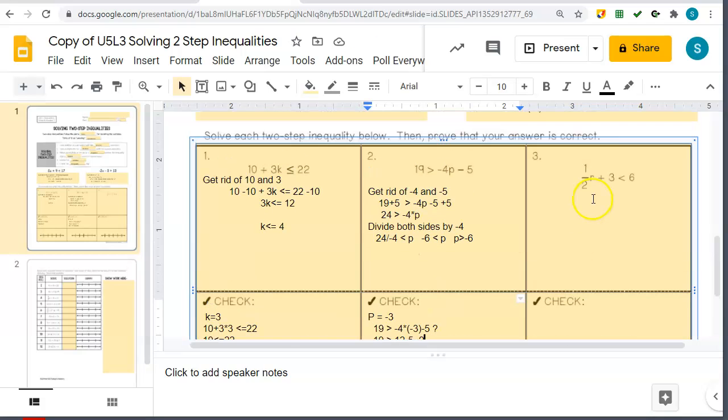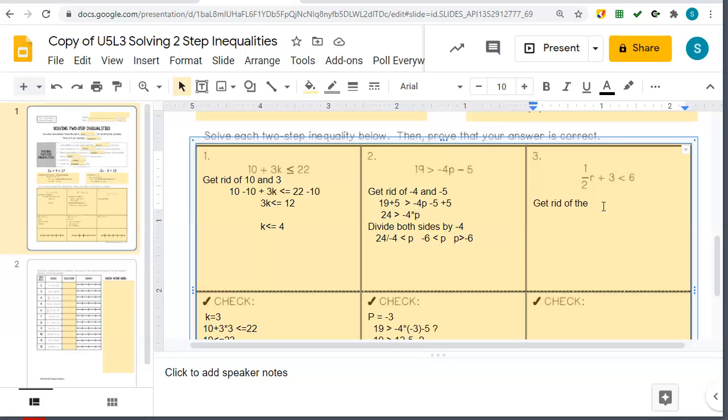We'll do it one more time. So here we want to get rid of the... Well, actually I'm going to stop here, pause the video, finish the example, and then come back and check.